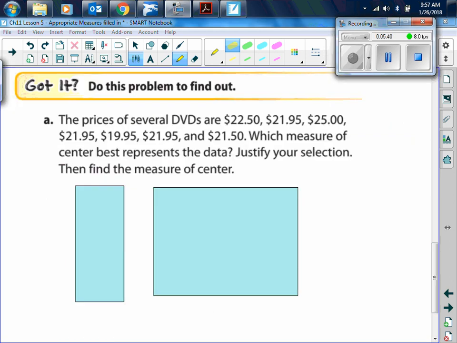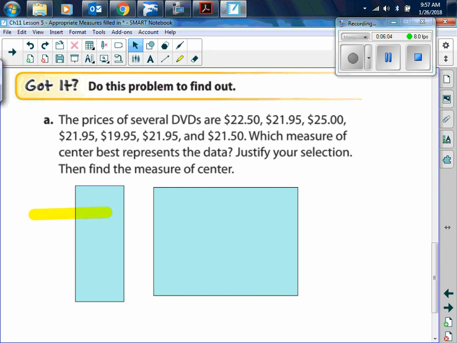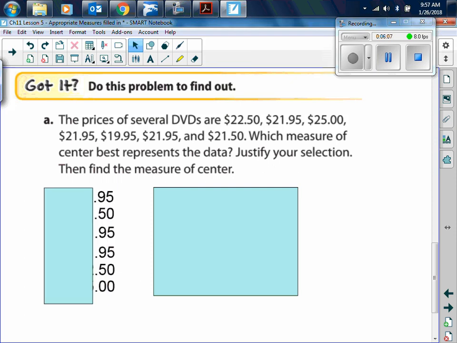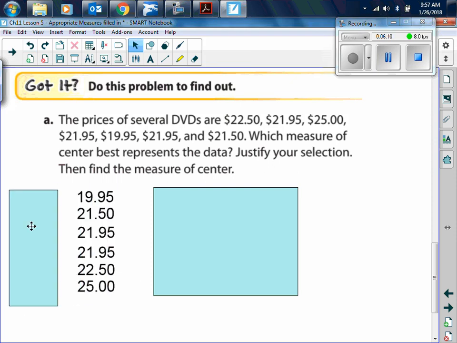All right, so for the guide, this is the one I want you to write down. It says, the prices of several DVDs are as follows. We want to know which measure of center best represents the data, and then we want to justify our selection, and then find the measure. So, the first thing I did was I put the data in order from least to greatest, even though you don't really have to. I did just so I could see the data better. So here is my data, and now we want to ask ourselves, are there any extremes in that data? No.